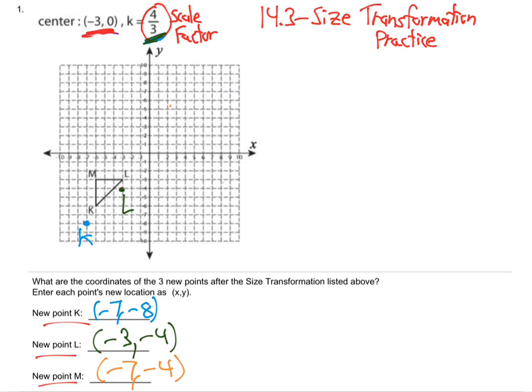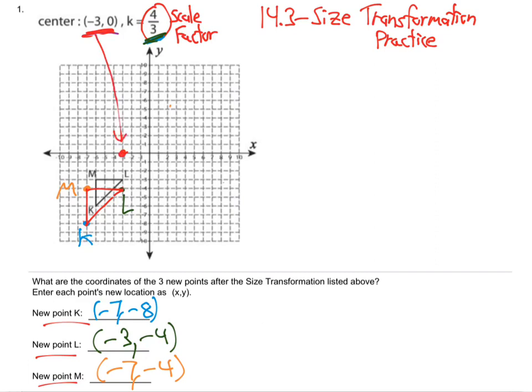Where was that? Minus 7, minus 4. Let me try that again. Right there. There it is. So we've got the new M, the new K, and the new L. So now we can just connect them up to form the new image triangle. So there it is from center O.